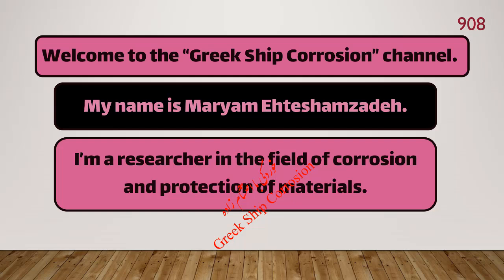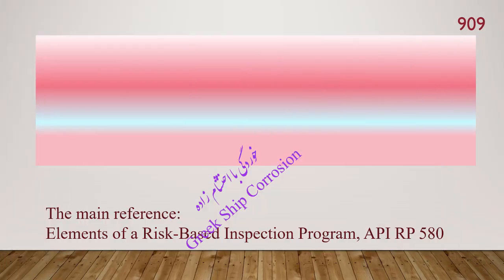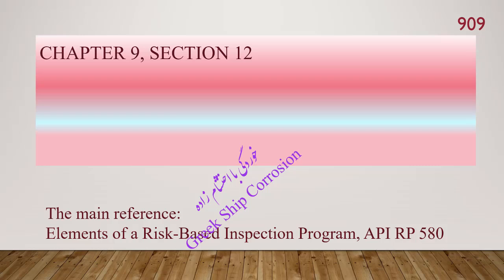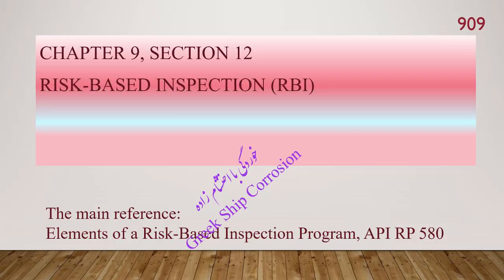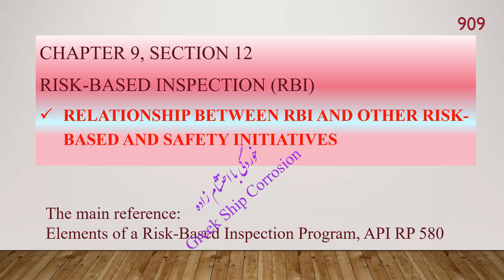I am a researcher in the field of corrosion and protection of materials. Chapter 9, Section 12. Risk-based inspection. Relationship between RBI and other risk-based and safety initiatives. The main reference elements of a risk-based inspection program, API RP 580.